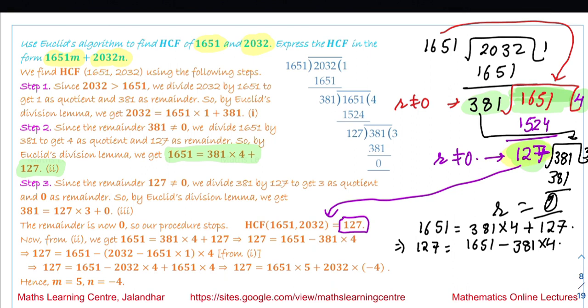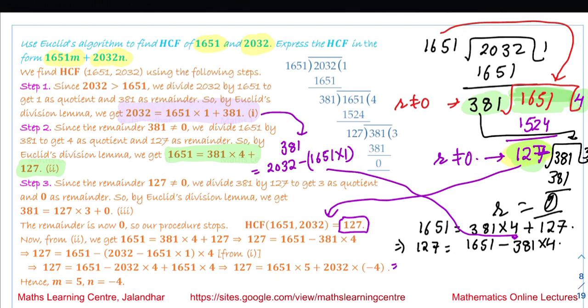Now, from the first step, I'm talking about this step over here, we have the value of 381, that is equal to 2032 minus 1651 into 1. If I substitute this value of 381, what we get is 127 is equal to 1651 minus, in place of 381 we are writing 2032 minus 1651 into 1, into 4.